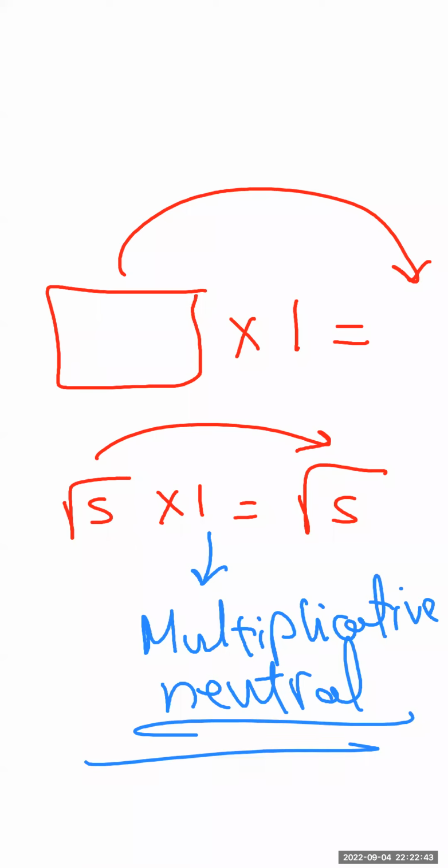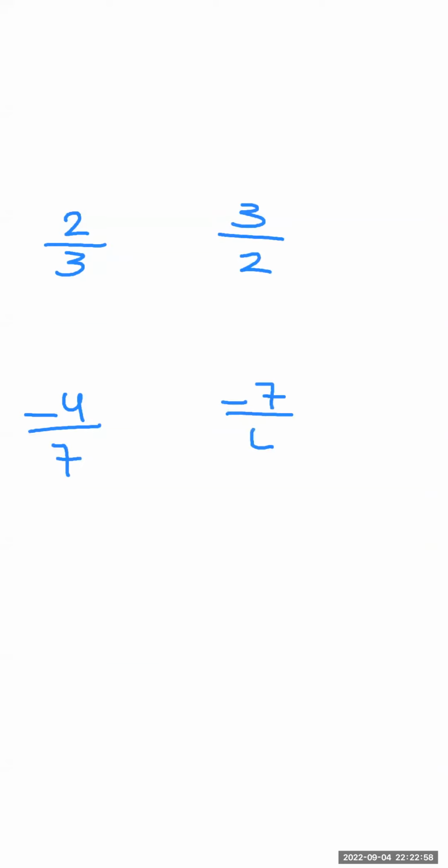Multiplicative inverse. We studied that point before also. If the number is 2 over 3, the multiplicative inverse is 3 over 2. If it was negative 4 over 7, so negative 7 over 4. So I just flip the number. The numerator becomes the denominator, and the denominator becomes the numerator. Correct? Right. That was the main concept for the multiplicative inverse.